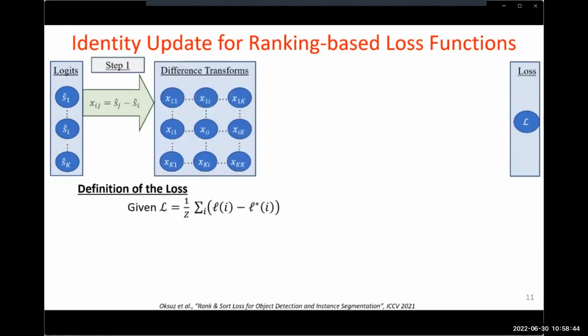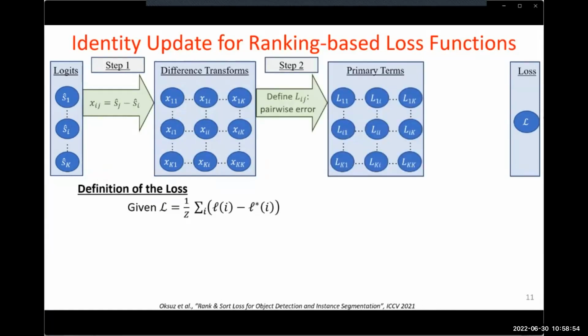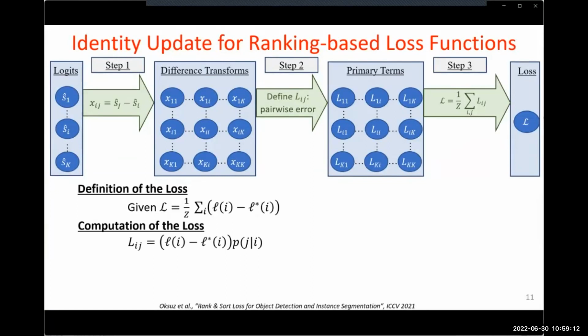First, the differences between each pair to obtain pairwise relations are computed. Then, given these difference transforms, primary terms that are the error originating from each pair are computed such that the normalized sum of these primary terms yields the loss value. To obtain these primary terms, the error computed on the ith example is distributed over other examples by a probability mass function. Note that examples other than i contribute to Li.